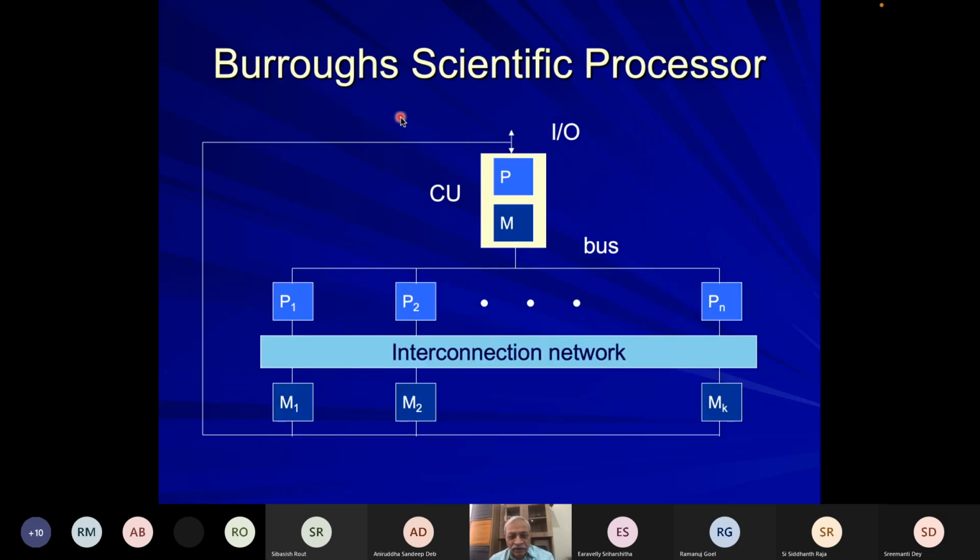Another example, a slight variation here. The interconnection network is between the P's and M's, and the number of P's and the number of M's need not be the same. So any P can access any memory through this interconnection network.